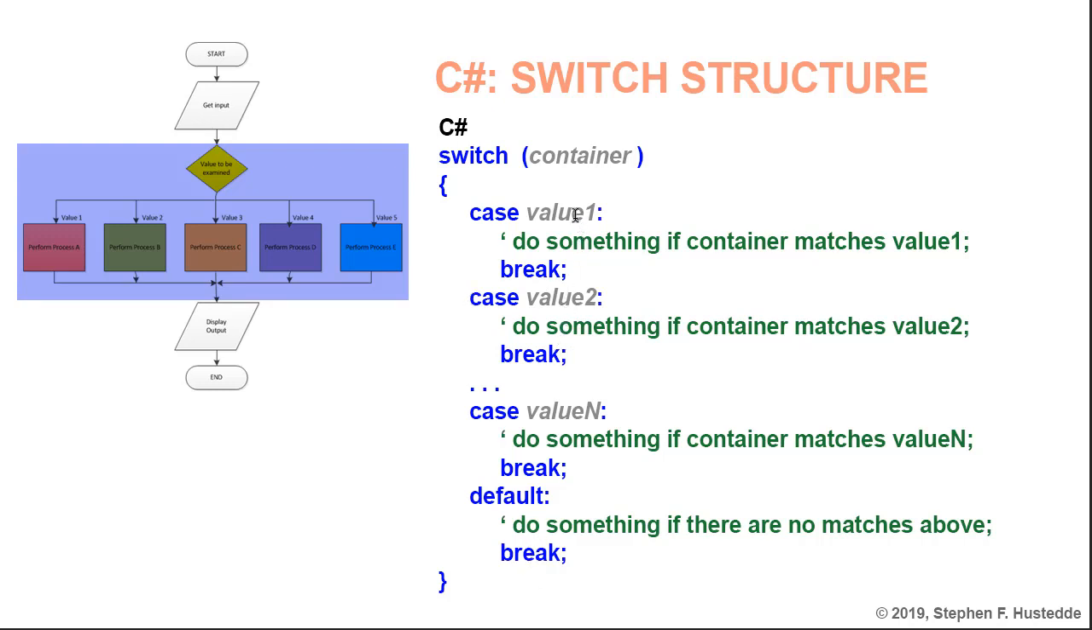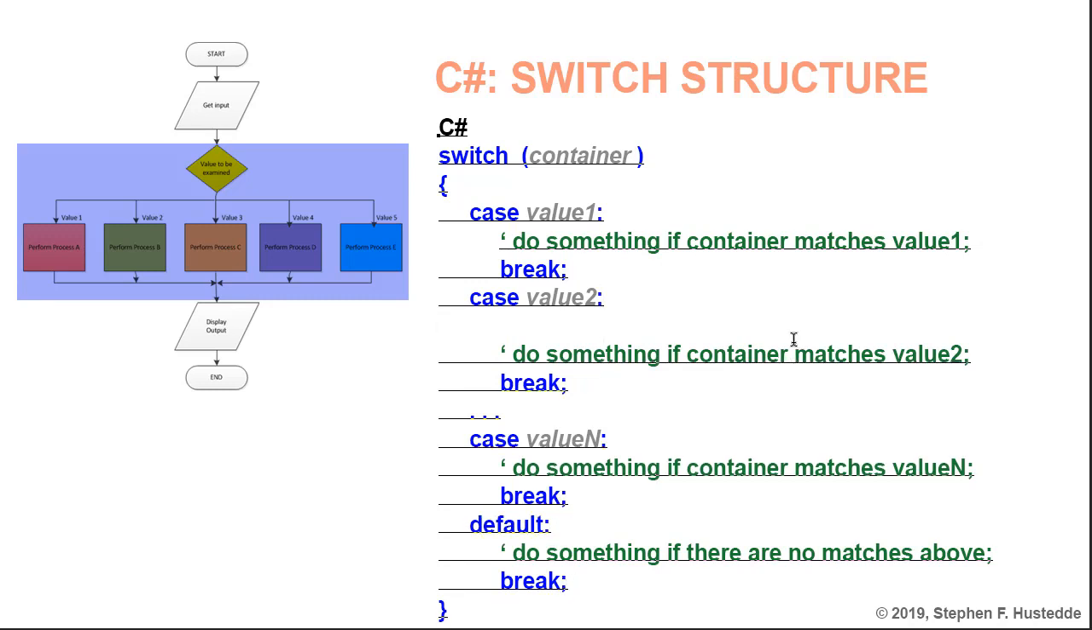If value 1 is not a match, then it might look at value 2. Maybe this one is case 2. And so if x equals 2, we would do something there, and again we would break. And we can have as many cases as we need. We just need to conclude with a default. And so the default says, let's do something if none of these cases above match. We're going to do something, and again we need a break command. So that is the syntax for the case structure.